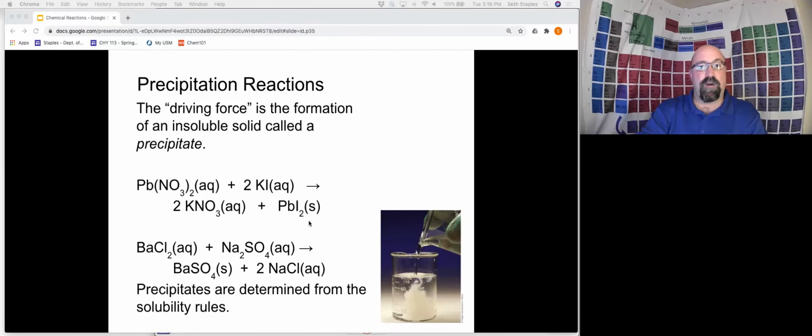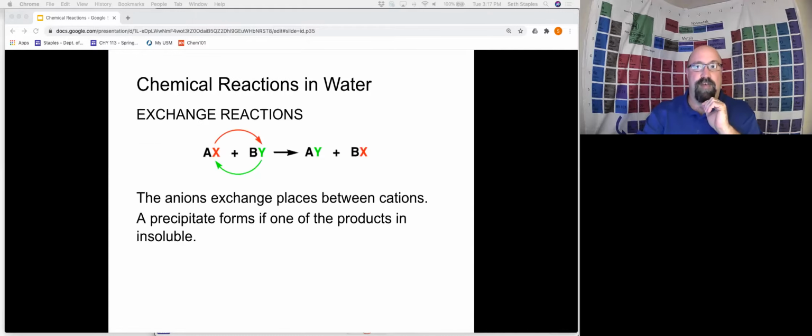Lead iodide, however, is not soluble. Remember that most iodides are soluble. Lead, however, is one of the exceptions. Lead iodide is an exception to that rule, so it's not soluble, and it comes out as a solid. And I'm pretty sure that's what we see pictured here, the formation of that lead iodide.